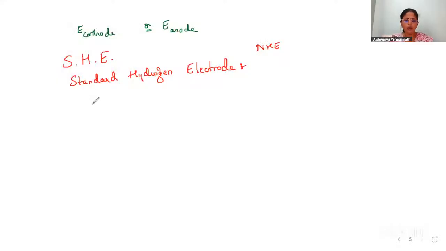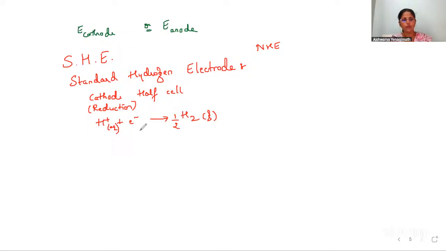Now that's very interesting. So let's see here. When we talk about a cathodic half cell, what happens at the cathode? Reduction occurs, and reduction is gain of electrons. So H plus, which is in aqueous form, will gain electrons and form H2. I'll balance it, so I write half H2, which is in gaseous form. So it has gained the electron.